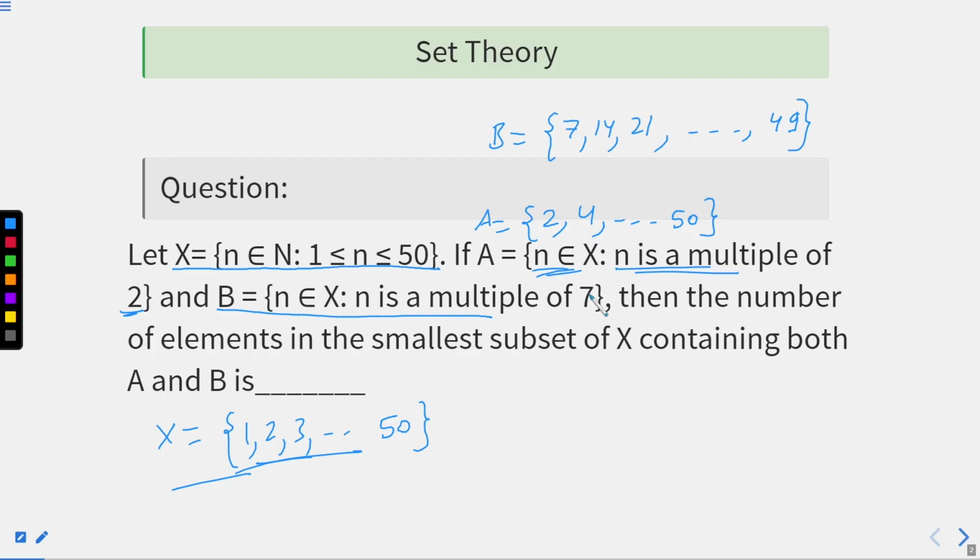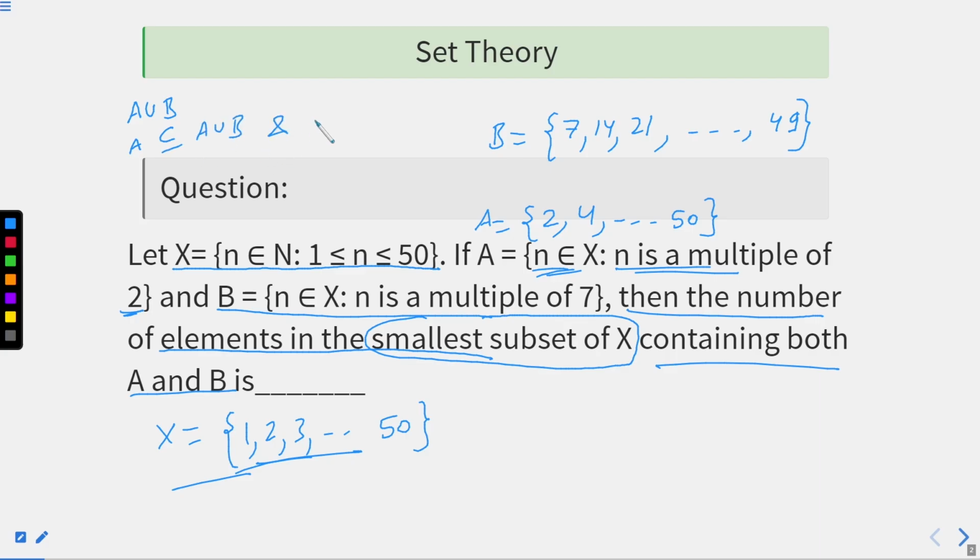Now the question is asking for the number of elements in the smallest subset of X containing both A and B. We already know that A union B is the smallest subset such that A is contained in A union B and B is also contained in A union B. So the question asks for the cardinality of A union B.